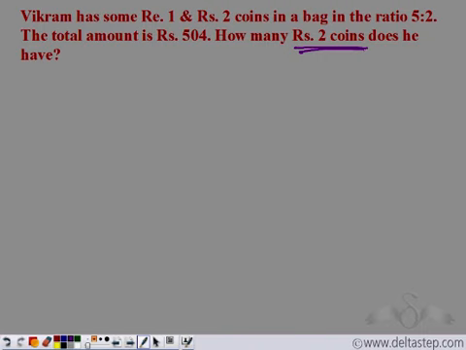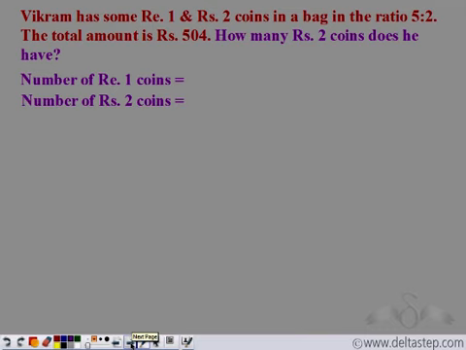So, Vikram doesn't know how many rupee 1 coins he has and how many rupee 2 coins he has. So, the unknown is the number of rupee 1 coins and the number of rupee 2 coins. It is given that the number of rupee 1 and rupee 2 coins is in the ratio 5:2. What does it mean? It means if there are 5 1-rupee coins, then there are 2 2-rupee coins. If there are 10 1-rupee coins, then there are 4 2-rupee coins.